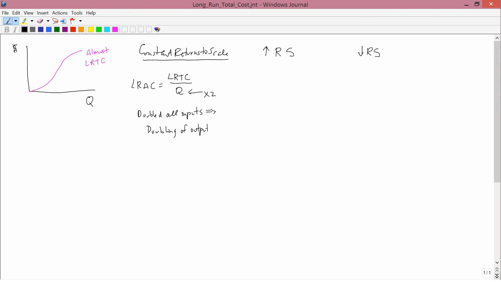Now, let's think about what happens to long-run costs. If you double all the inputs, that means you buy twice as much fertilizer and twice as much water as you did before. Well, it's going to cost you twice as much, because again, the firm takes input prices as given, so they're constant. So you buy twice as much, you pay twice as much. And therefore, the numerator is going to get multiplied by 2. Well, if the numerator gets multiplied by 2 and the denominator gets multiplied by 2, the whole thing is unchanged.